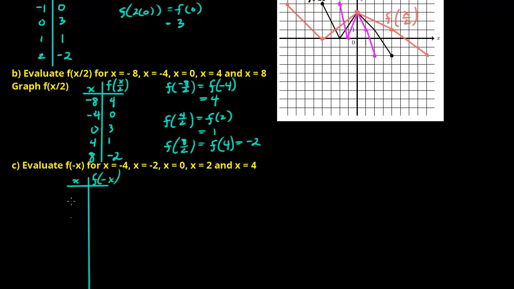So we've got x equal to minus 4, minus 2, 0, 2, and 4 that we're supposed to evaluate. When I plug negative 4 in for x in f of minus x, that's the same thing as evaluating f of minus, bracket minus 4, which is the same thing as evaluating f of 4. F of 4 from the graph is equal to minus 2. So when you evaluate f of minus 4, you get f of 4, which is minus 2.